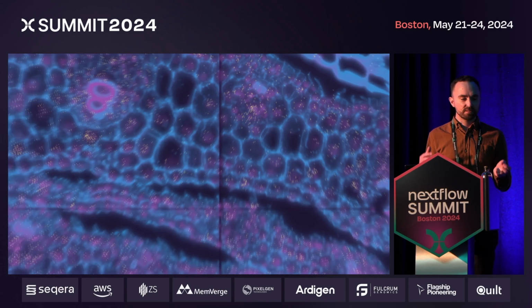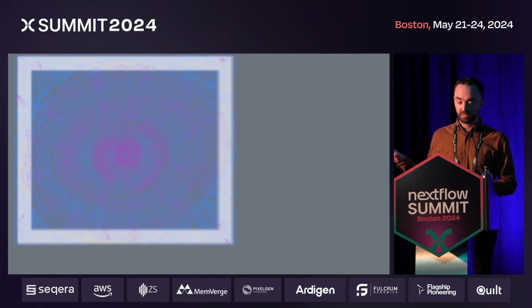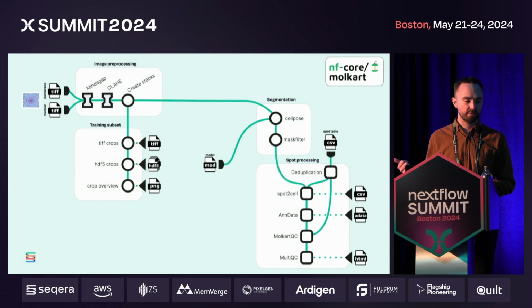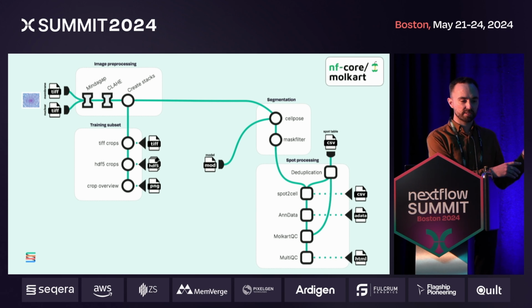So I'm looking for a Nextflow pipeline of the right size to run live. Unfortunately for me, we have nf-core/molkart. This is one of the really great spatial transcriptomics pipelines provided by the nf-core community. And this tube map is a really simplified version of the Molkart pipeline, focusing in particular on the Cellpose track. You can see it in the top right there.